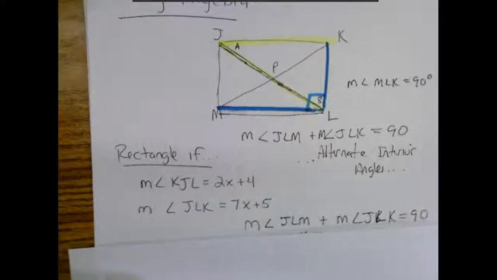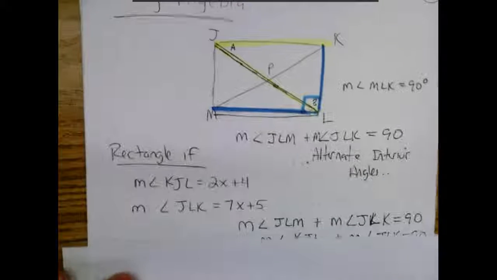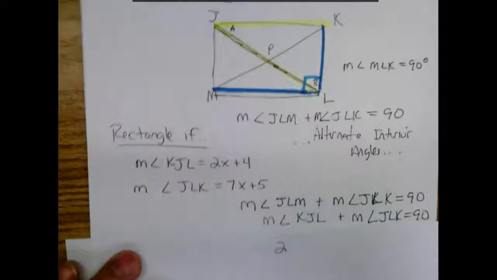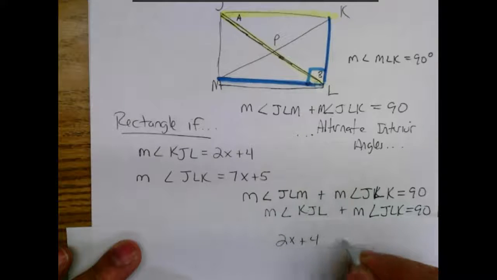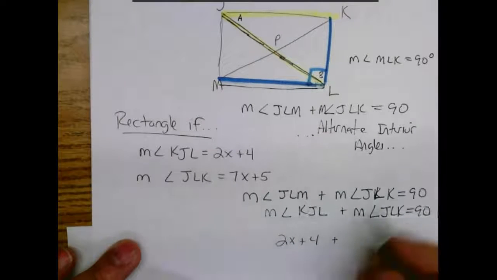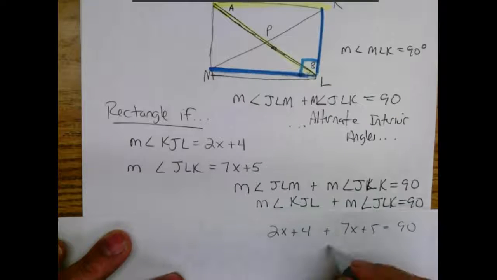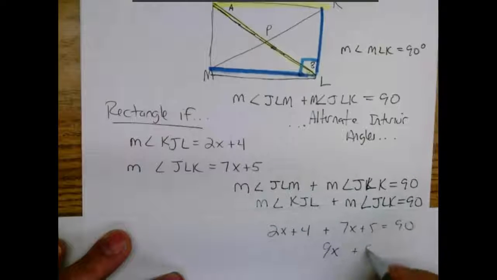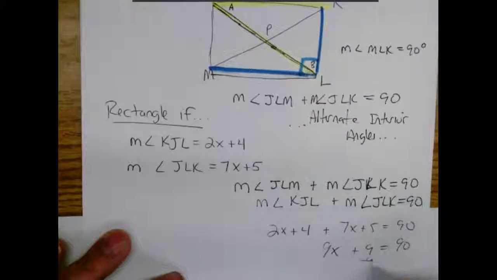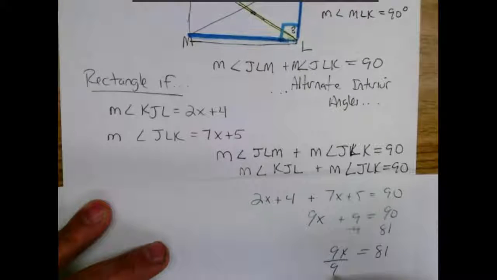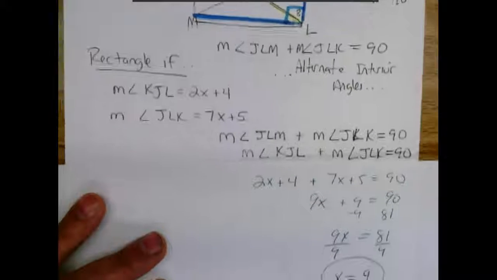Okay, so if we take this JLM, we're going to replace that with KJL. We know what that is, 2x plus 4. Move that up a little bit. And then we're going to add it to the measure of JLK. We have it right here, 7x plus 5. That's all equal to 90. We're going to collect these like terms. 9x plus 9 equals 90. Minus 9 is 81. So 81 equals 9x, divided by 9, x equals 9. Okay, so that's an example of how you can solve that.